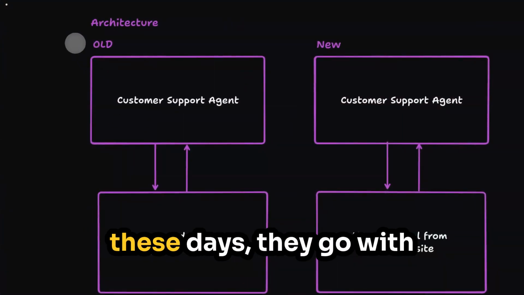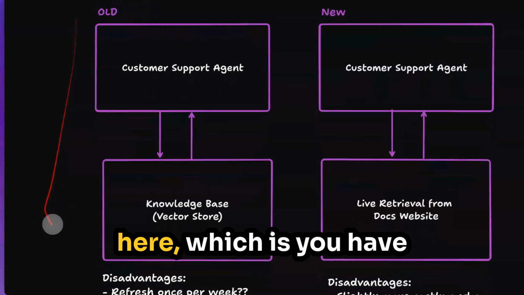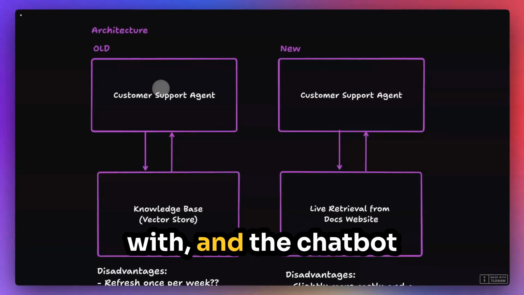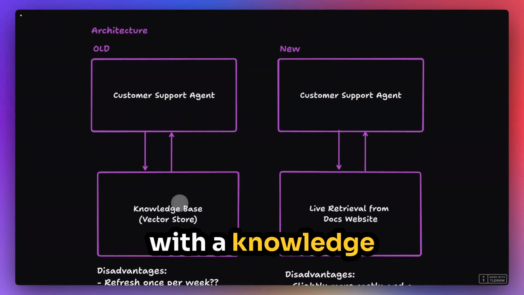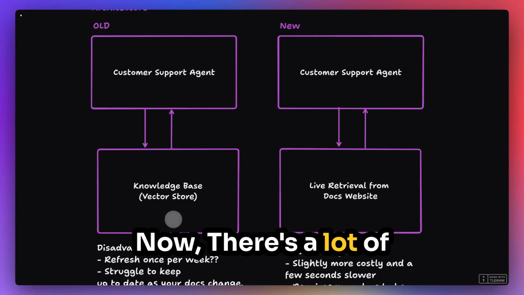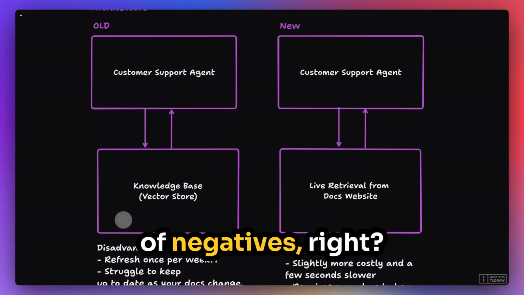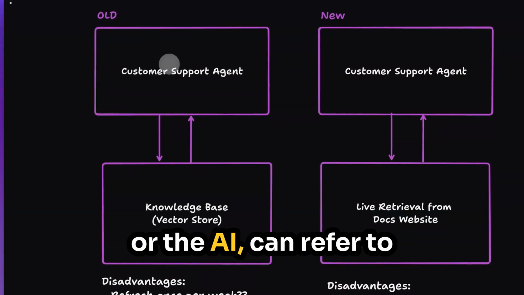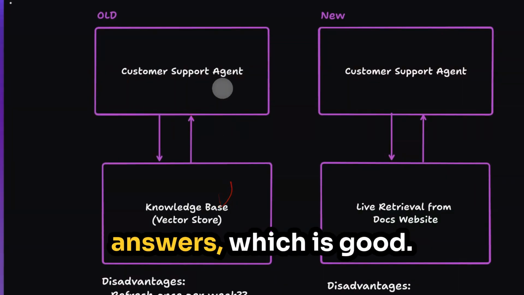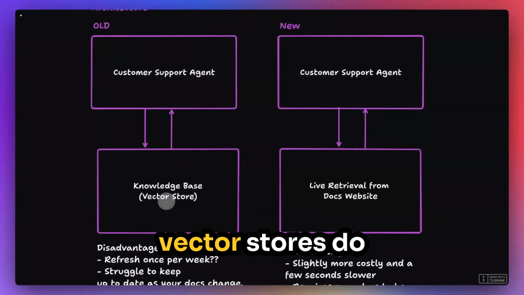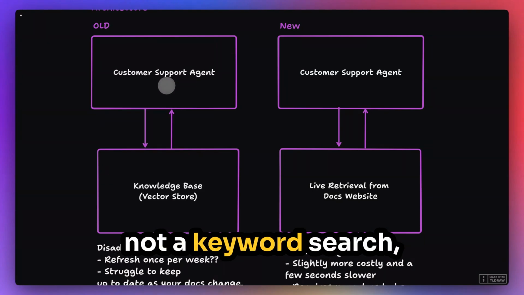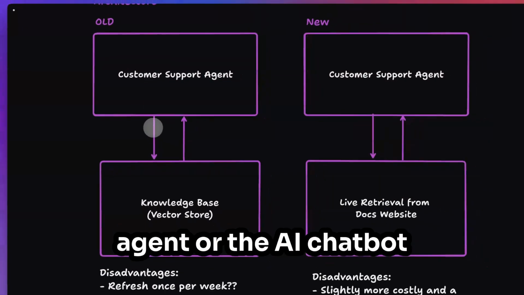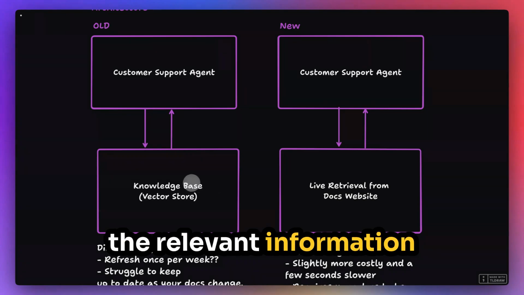Like with most chatbots these days, they go with this approach here, which is you have this chatbot or this agent that the user interacts with, and the chatbot or the agent interacts with a knowledge base or a vector store. Now, there's a lot of positives with this, but there's also a lot of negatives, right? The positive with this is obviously now the large language model or the AI can refer to your knowledge before it answers, which is good. And it's good because vector stores do semantic search. So it's not a keyword search. So even if the person asking the question asks it in a weird way, the AI agent or the AI chatbot should be able to find the relevant information in your knowledge base.